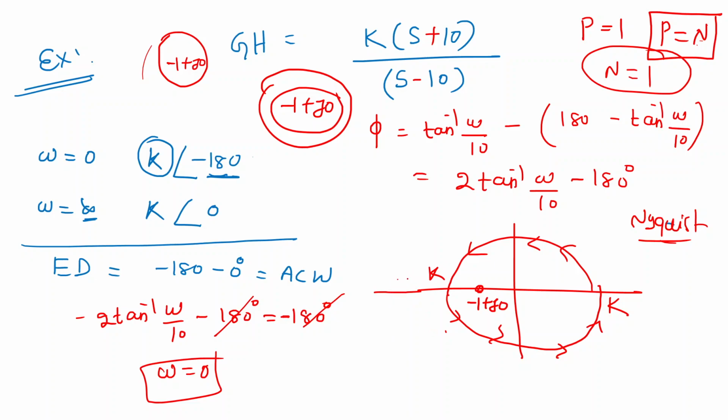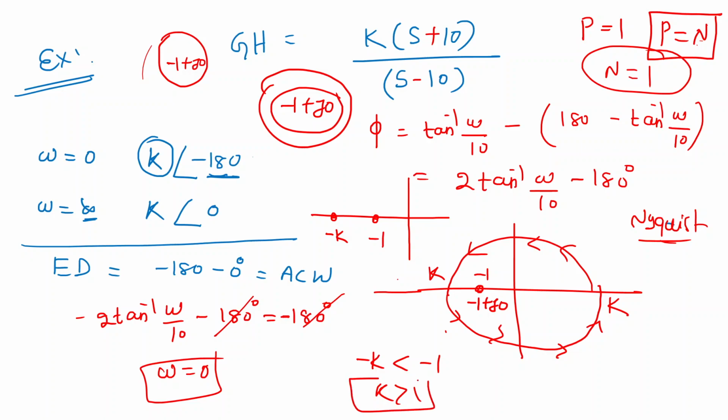Now just make a line. This is the 0 degree axis. This point is minus 1, and this point is minus k. Now tell me which one is greater. Minus k should be less than minus 1. So the k value should be greater than 1 for system stability.